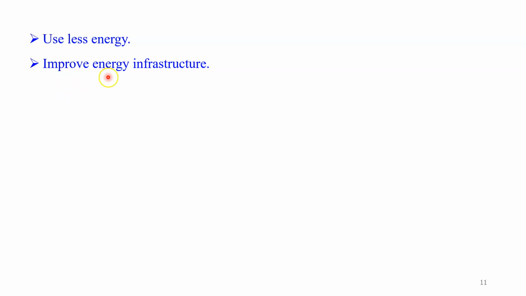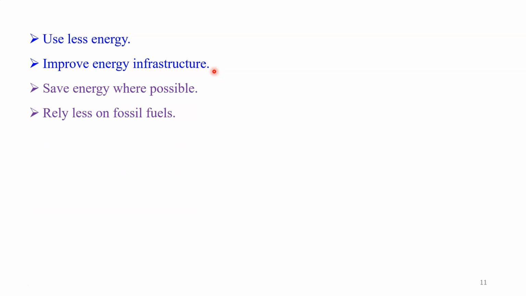Then we have to improve the energy infrastructure. That is also important, especially in the remote and rural areas. In those areas, the improvement of energy infrastructure is very important. If we are able to improve this infrastructure, definitely the intensity of the energy crisis will be minimized in the remote and the rural areas.